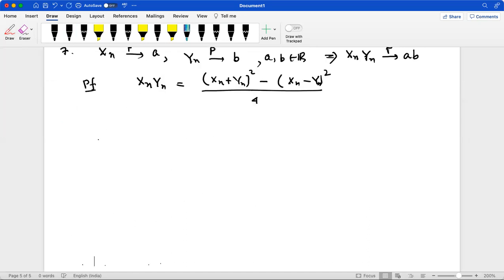The eighth one is this. This is slightly tough. If xn goes to 1 in probability, then this implies 1 by xn tends to 1 in probability.